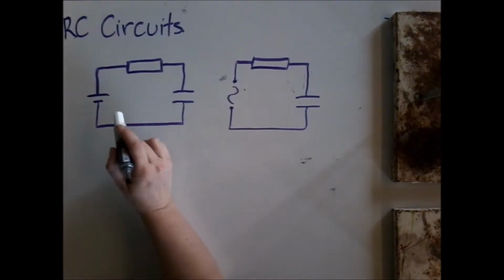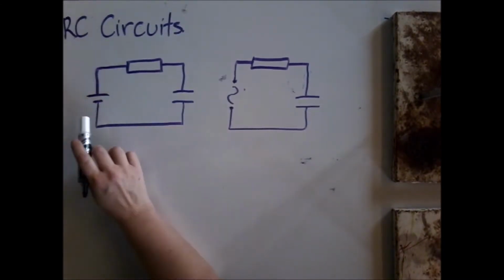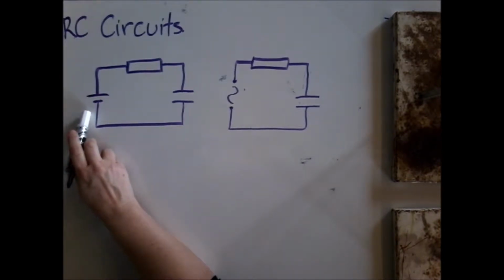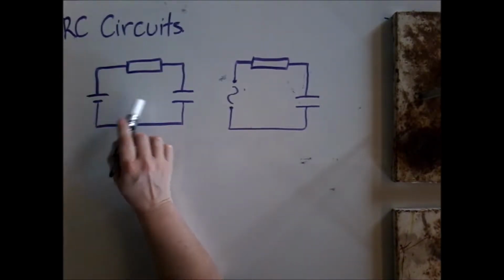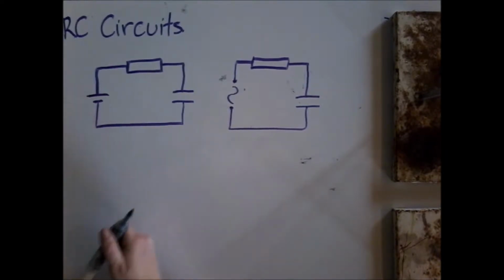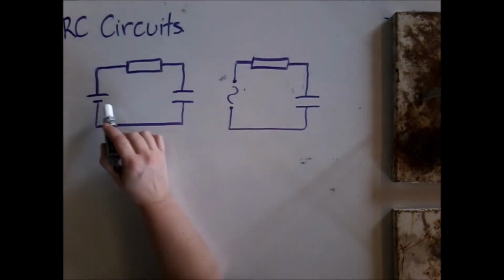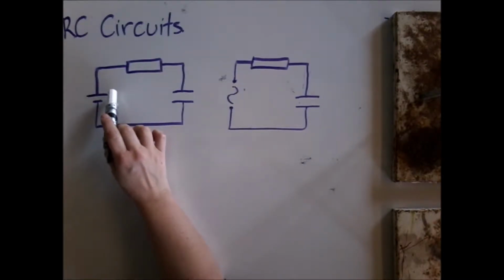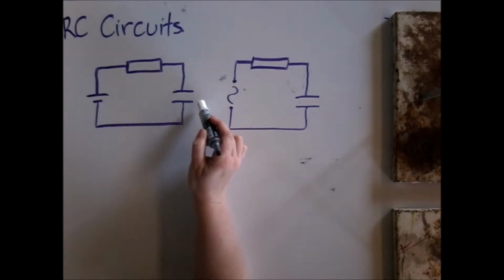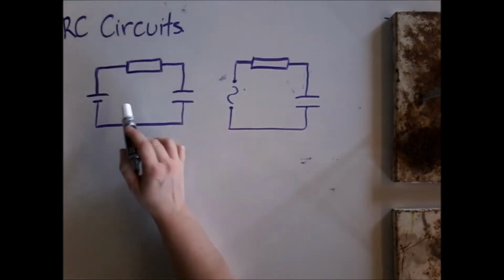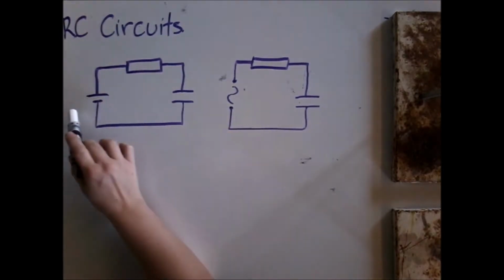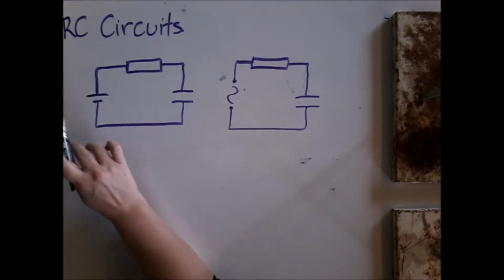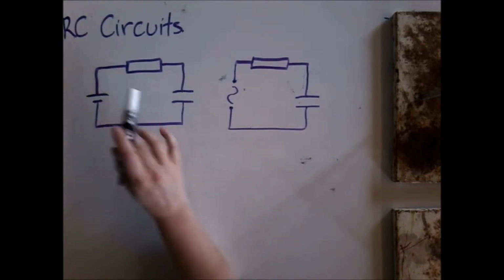So we've looked at this type of circuit before, where we've got a battery that produces DC voltage connected to a resistor and a capacitor. And we found that one of the things that happened in this circuit was that eventually you couldn't build up more charge on these plates. Eventually the capacitor voltage equaled the source voltage and no more current would flow.